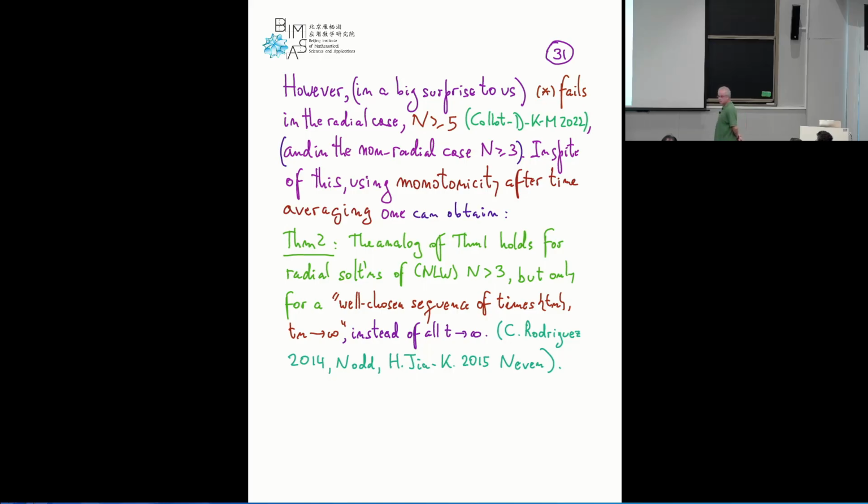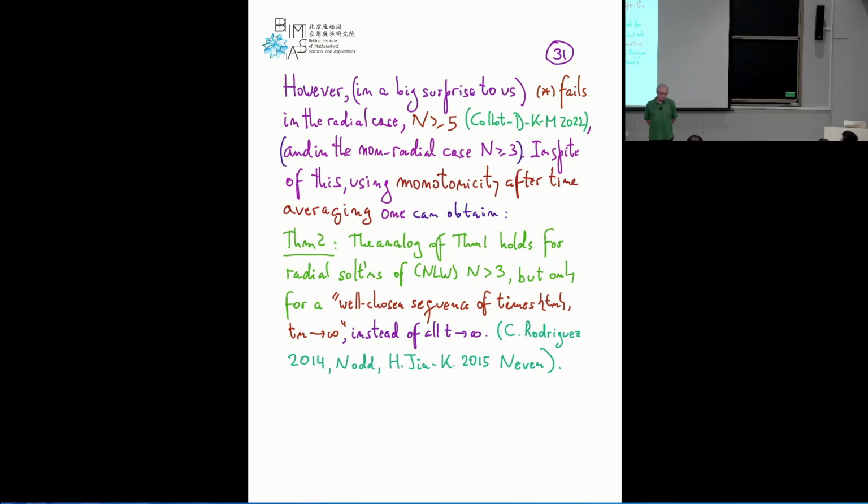But so we were stuck. When you're stuck, you have two choices. You just stay stuck and you don't know what to do, or you try to do something maybe a little bit easier. So we tried that. We did something a little bit easier, and what we showed was that the analog of the theorem of this decomposition for n bigger than 3 did hold, but only for a well-chosen sequence of times. Not necessarily for all times, but for many sequences of times.